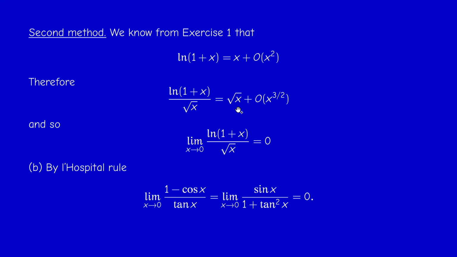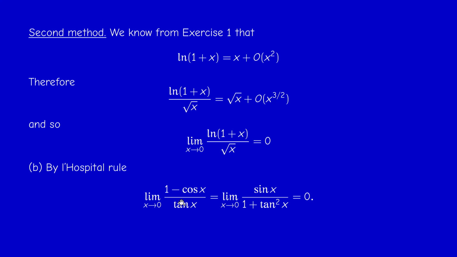Okay. Now, second one, 1 minus x over tangent x. I can use L'Hopital rule, which is very easy here. So when I differentiate, I get sine over the derivative of tangent, which can be written in two ways, either 1 plus tangent squared or 1 over cosine squared, because it's the same thing. And now we easily see that it's 0.